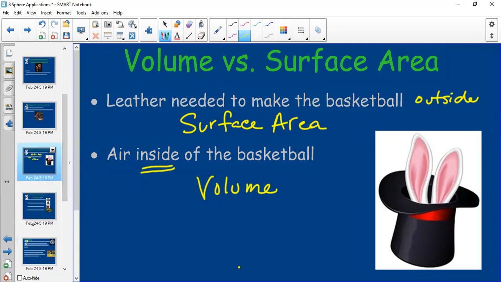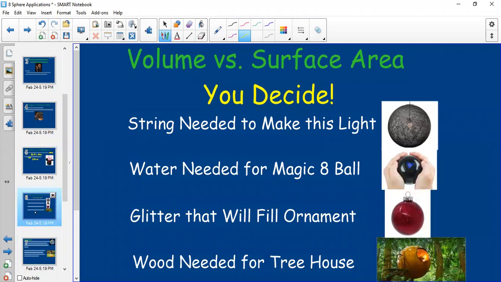All right, so I have about 4 examples on this next slide. See if you can identify if it's volume or surface area on these 4. The string needed to make that light, the water needed for the magic 8-ball, glitter that will fill the ornament, and then wood needed for that tree house. Go ahead and pause now and make your decisions.